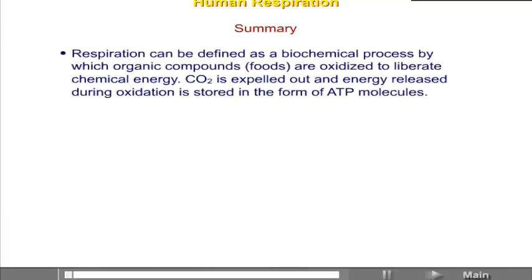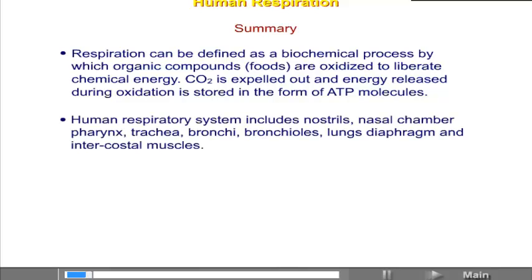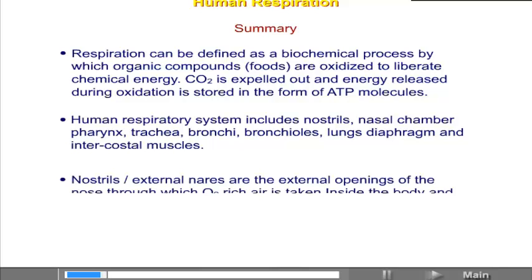Summary. Respiration can be defined as a biochemical process by which organic compounds, that is foods, are oxidized to liberate chemical energy. Carbon dioxide is expelled out and energy released during oxidation is stored in the form of ATP molecules. Human respiratory system includes nostrils, nasal chamber, pharynx, trachea, bronchi, bronchioles, lungs, diaphragm, and intercostal muscles.